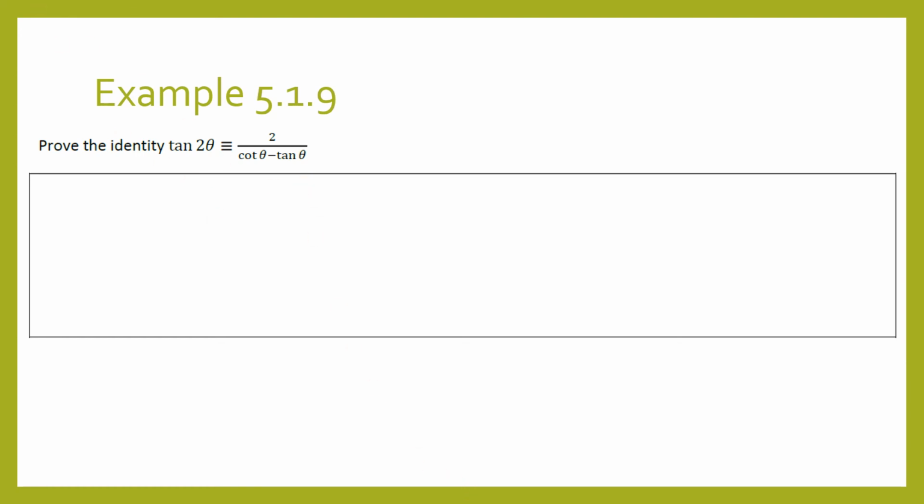I'm going to choose the left hand side to begin with. So tan of 2 theta, I'm going to write down from memory the tan 2 theta double angle formula and then manipulate it until I end up with the right hand side. So please pause the video and have a go yourself. You can go the opposite way to me if you want to, but see if you can get from one side of the identity to the other.